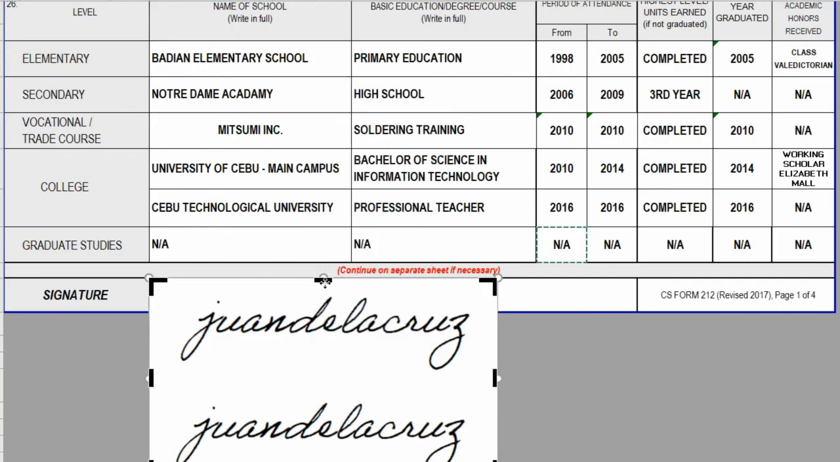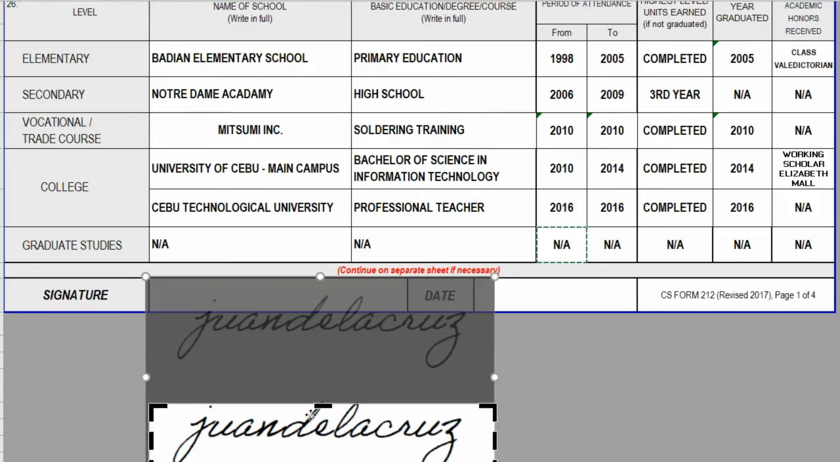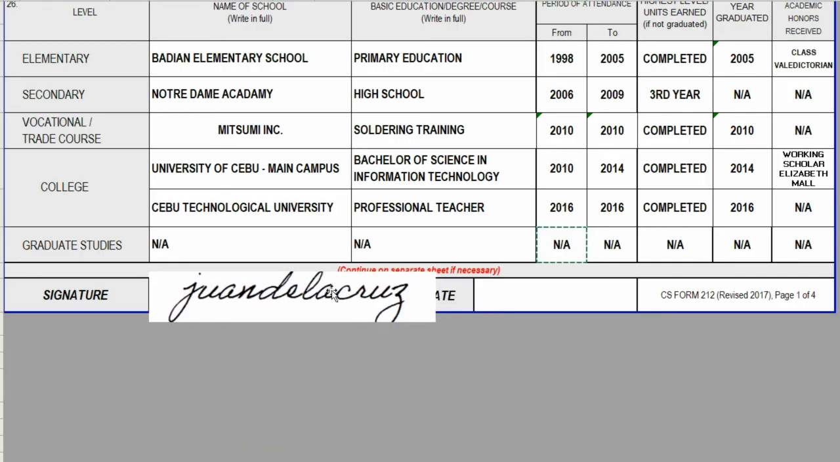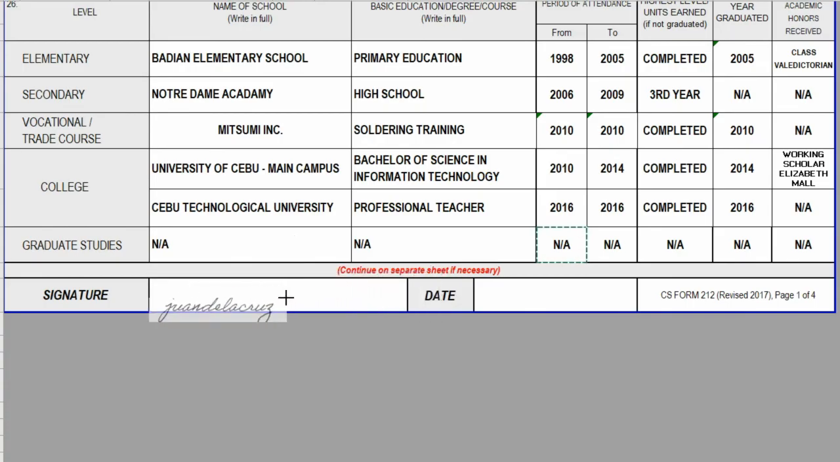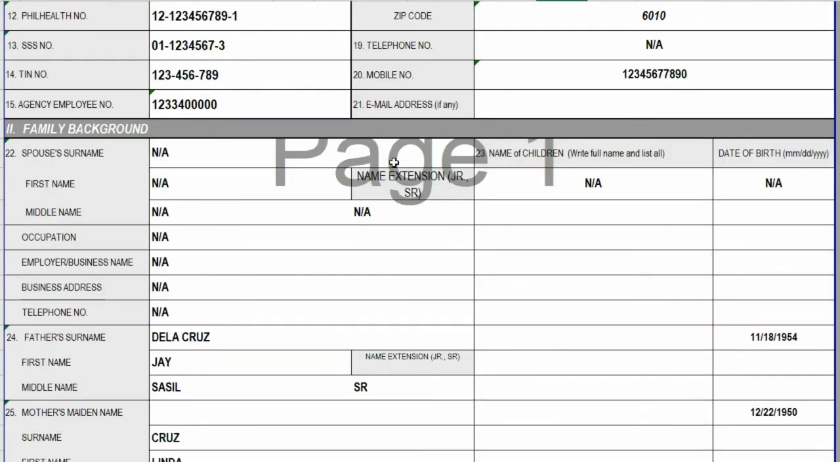Dalawa to, so i-crop natin para hindi po magdoble yung signature natin. And then, kapag malaki yung signature ninyo, pwede nyo namang paliitin, kagaya ng ginagawa ko. Ayan, insert nyo lang sa box na yan. And the date, po kung kailan kayo nag-fill up ng PDS. In my case, nag-fill up po ako ng August 12, 2020.